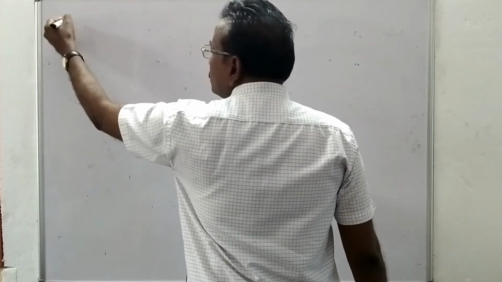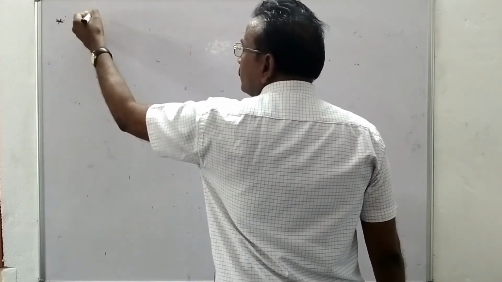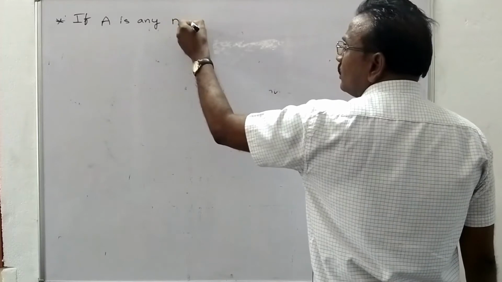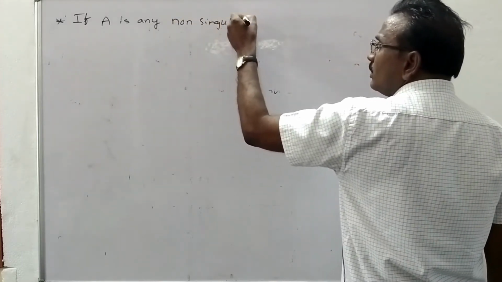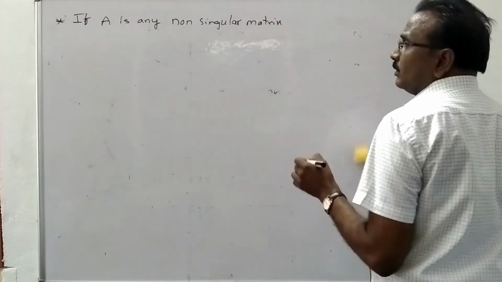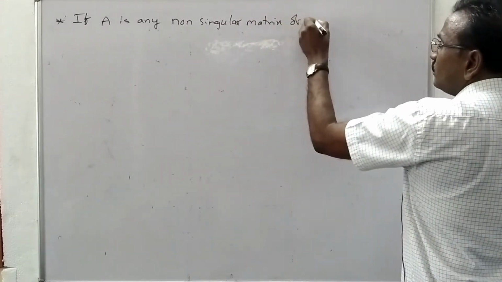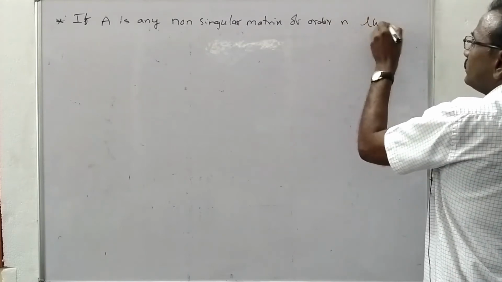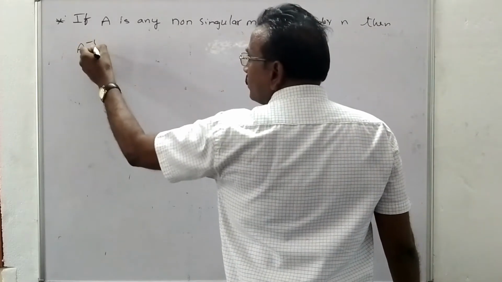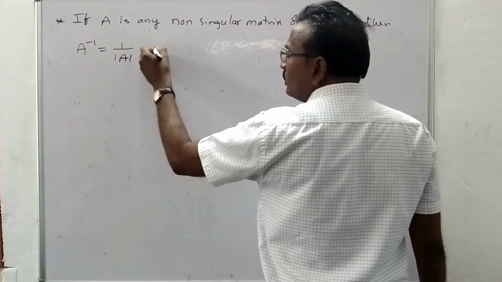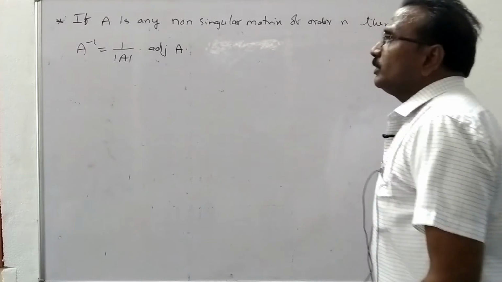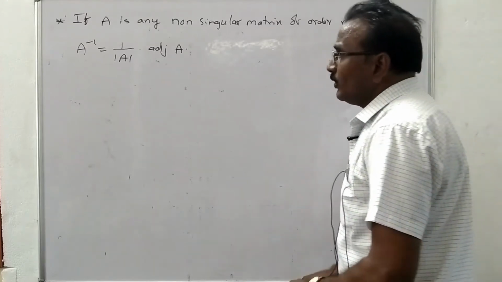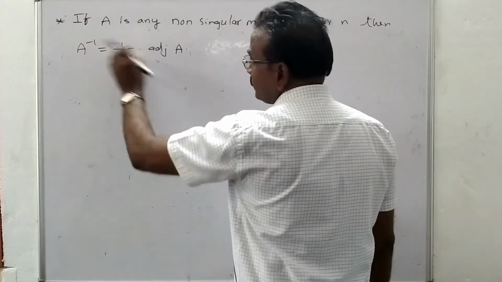Next, another small result is: if A is any non-singular matrix of order n, then A inverse is equal to 1 by determinant of A into adjoint A. So if A is any non-singular matrix of order n, then A inverse is equal to 1 by determinant of A into adjoint A. So we have to prove this one, right?